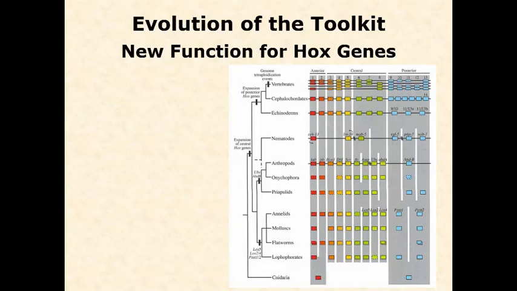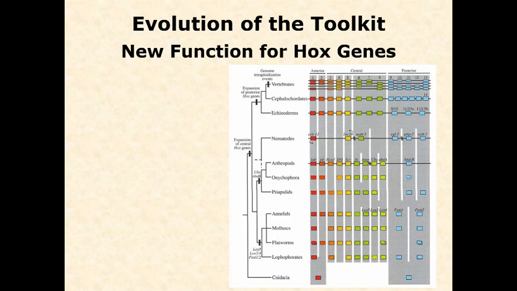So we're going to look at some cases where we've been able to identify changes in the Hox genes and how that has impacted the diversity of animals, and particularly with some specific groups. A few lectures ago we actually went over some of these, so a little bit of review, but a lot of new stuff here also.